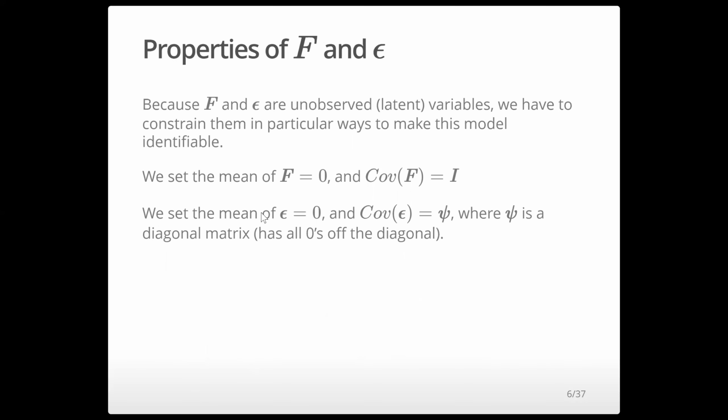Because f and epsilon are unobserved variables, we have to constrain them in particular ways to make the model identifiable. So we're going to set f, which is the factor scores, to have a mean of 0 and a covariance matrix of identity. So they are orthogonal, they don't have any correlations, and each one has a variance of 1. We set the mean of epsilon similarly to be 0, and we give it a covariance of psi. So psi is a diagonal matrix, with zeros off the diagonal, just like I, but we're not constraining the variances to be 1. We're actually estimating the variances of epsilon.